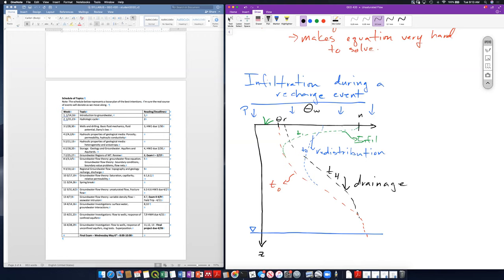At t4, my water content up high is quite low again. And I moved that water content down into my unsaturated zone. And then the water that makes it all the way down to the water table becomes recharge.